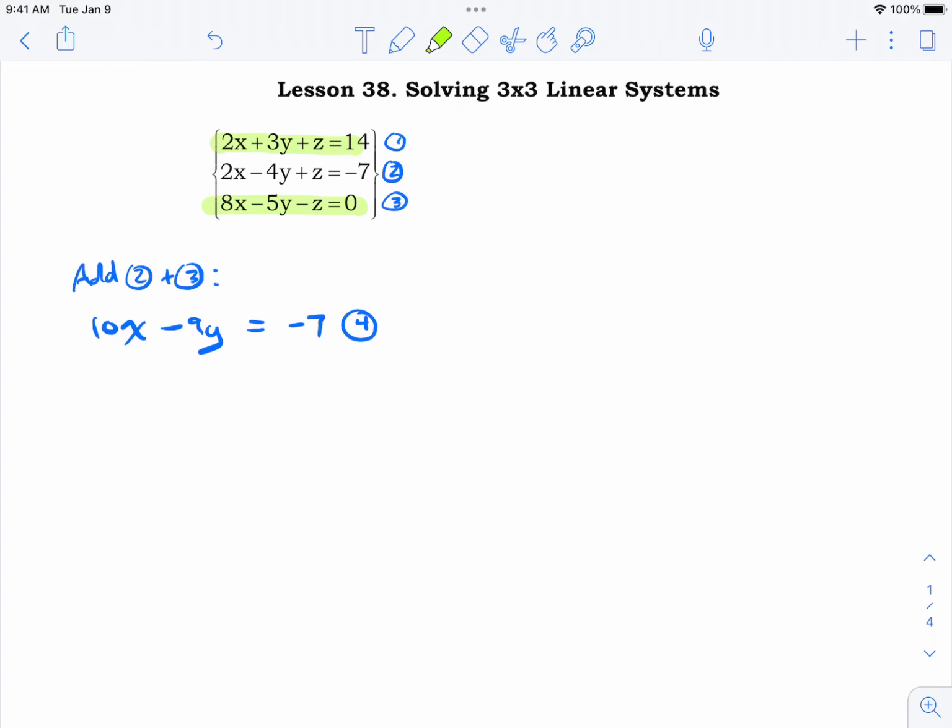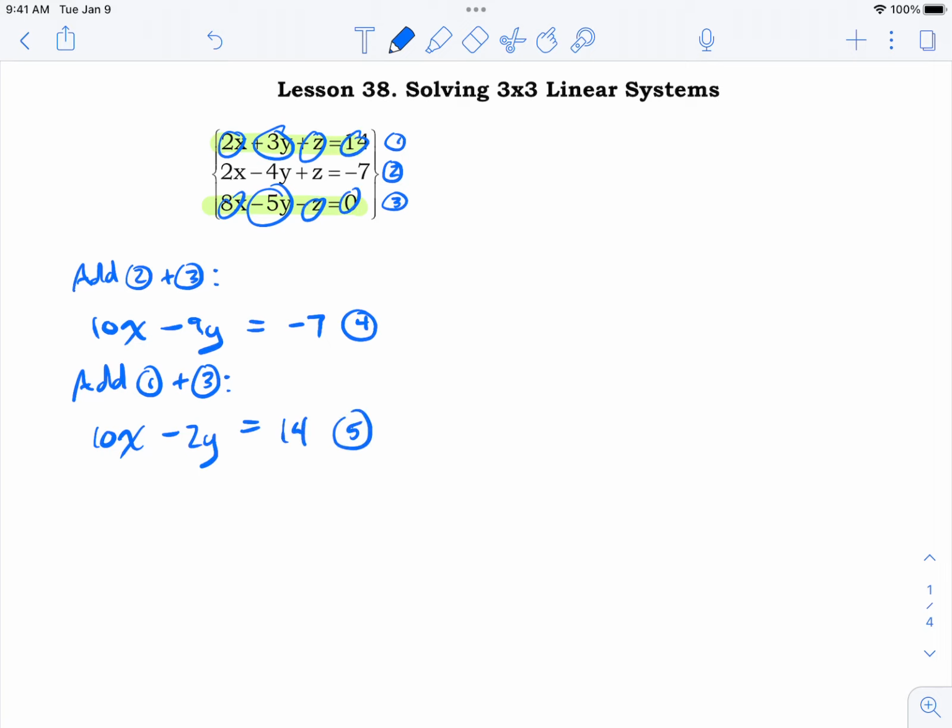If you add equations 1 and 3, the z's will disappear. So that's the next thing I'm going to do. I'm adding equation 1 plus equation 3. And what does that give me? Well, the 2x and the 8x gives me a 10x again. That's interesting. Okay, the 3y and the negative 5y gives me a negative 2y. Again, the z's are going poof. That's what we like. And then the 14 and the 0 adds up to a 14. So there's my 5th equation.